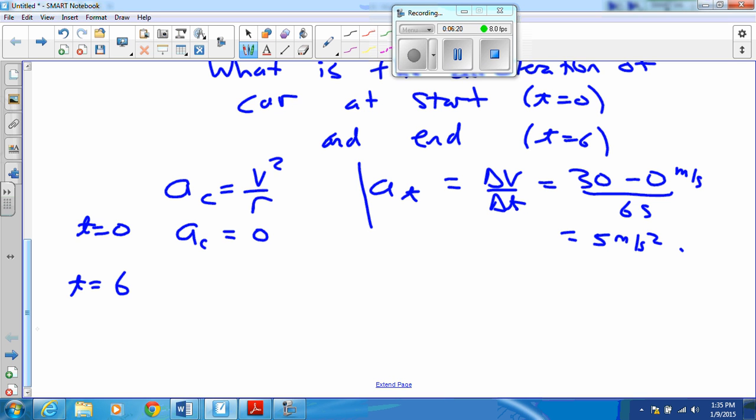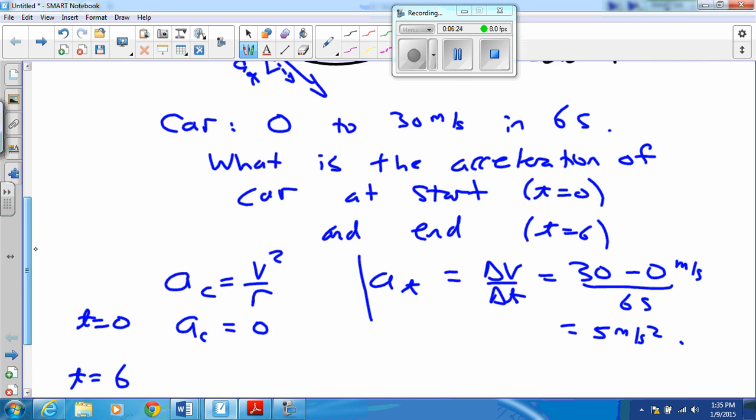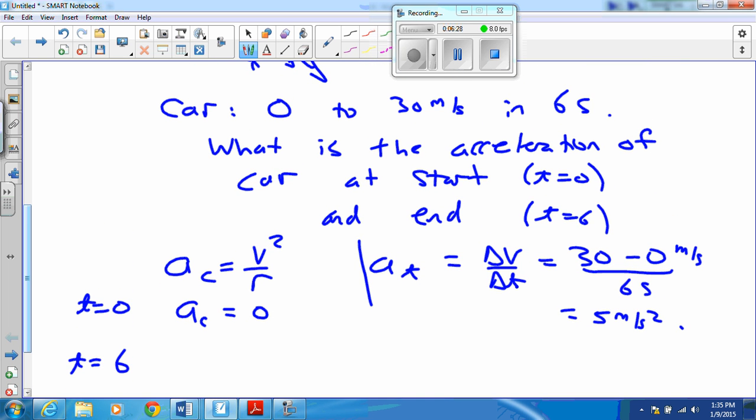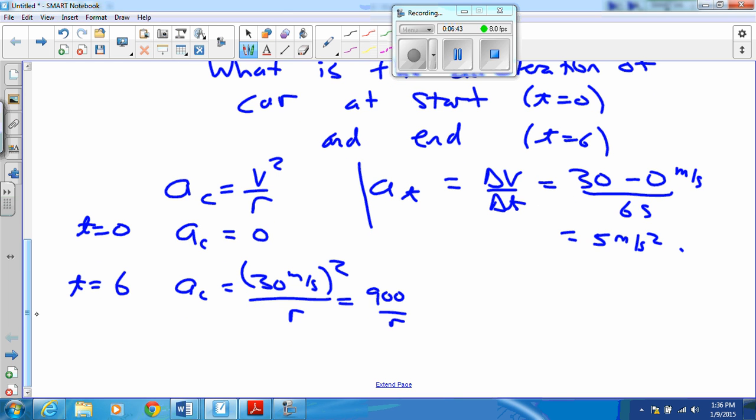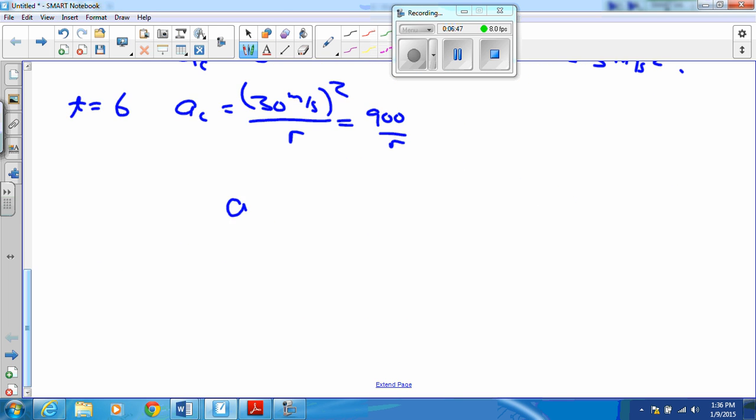And at t equals 6, what is the speed of the car? 30 meters per second? That's right. And so AC would be 30 meters per second squared divided by r, or 900 over r. So now, what is the total acceleration? Well, if I express it in terms of components, the total acceleration is going to be centripetal and tangential. Usually, actually, we put the tangential first, but I would take either one. This is the total acceleration. And it necessarily has two components because centripetal and tangential acceleration are always perpendicular to each other.